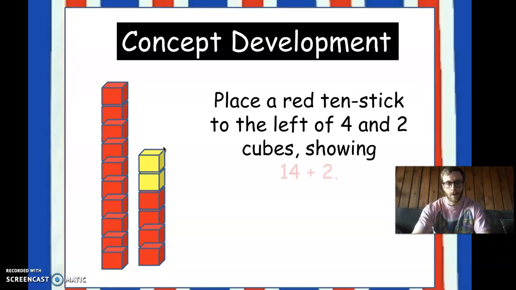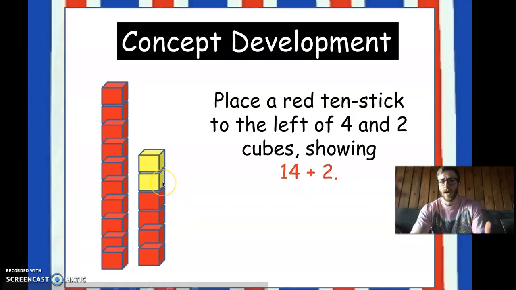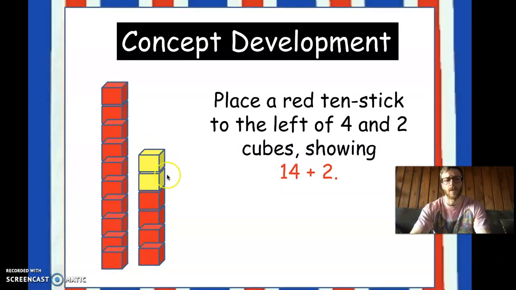Okay, so I have 14 red and 2 yellow. I know I have 14 red because I have one 10 stick right here, so that's a group of 10. There's 10. And then I have the 4 extra red ones over here. So I know 10 plus 4 equals 14. So then I have my 2 extra right here, my 2 yellow ones. That's my other part. So red part plus yellow part is going to equal our whole. So I'm going to write down 14 plus 2.